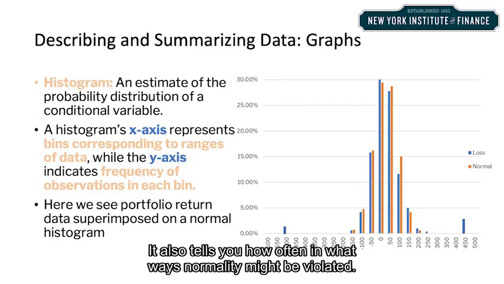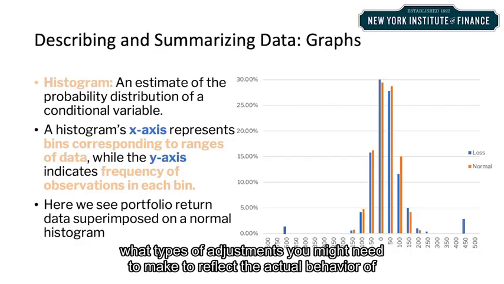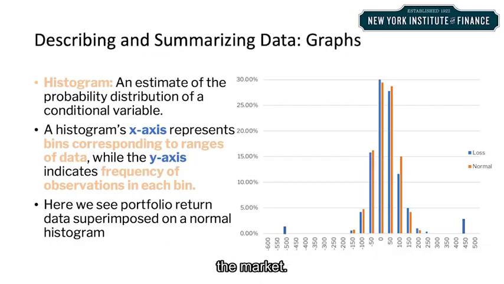It also tells you how often and in what ways normality might be violated. This helps you choose the right type of distribution for your risk model and what types of adjustments you might need to make to reflect the actual behavior of the market.